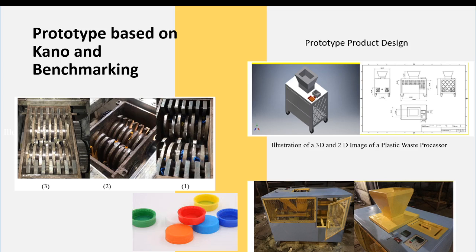Then we make the prototype. First, we make the illustration with 3D and 2D images. Then we make the shredder knife. This one. And this is the equipment.